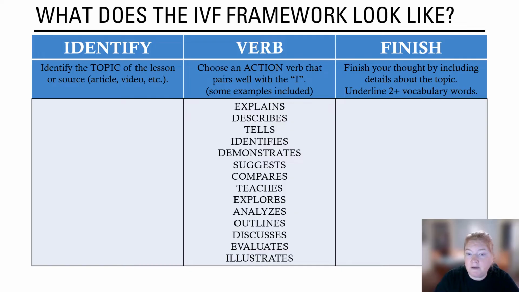You've been given an IVF framework for your notebook that looks like this. It gives you a guide for how to do this process, okay? So identify the topic, you choose a verb. That list of verbs are not the only ones. You just should not be choosing helping verbs. So no is, no was, no are, nothing like that. And then you finish by including some details. And what I'm requiring is that you underline 2 or more important vocabulary words that you have included in your IVF. So this is making you think about what kinds of vocabulary you should be including.